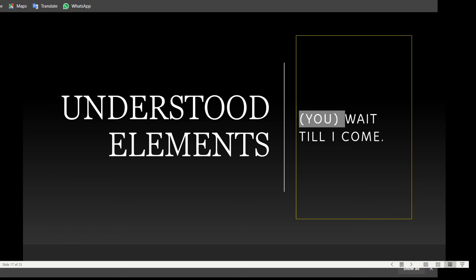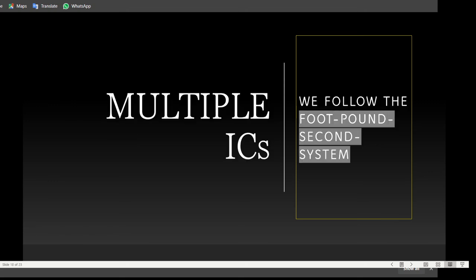Now, then comes multiple ICs, quite similar to conjoined sentences. Only a multiple cut is possible if the constituents are of equal status, but this multiple cut is not actually possible in IC analysis because we follow the binary division. Look at the example. We follow the foot pound second system. Foot pound second system cannot be further divided because they are of equal status.